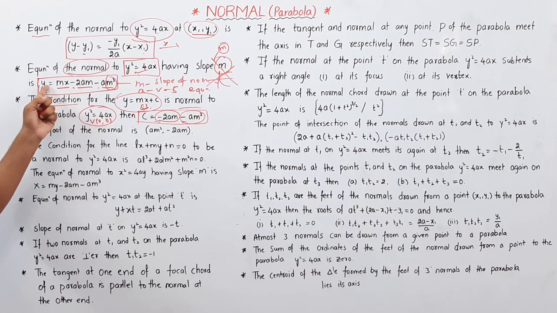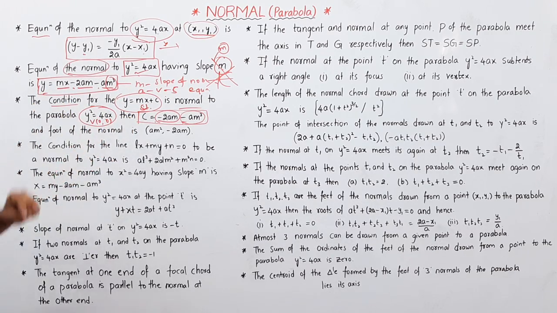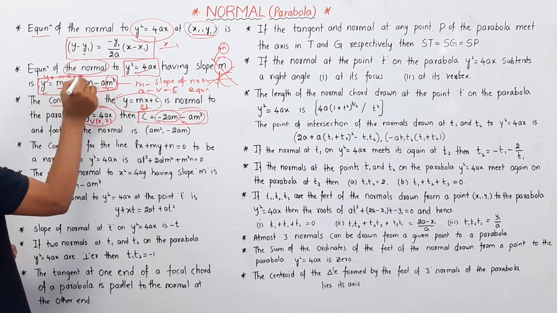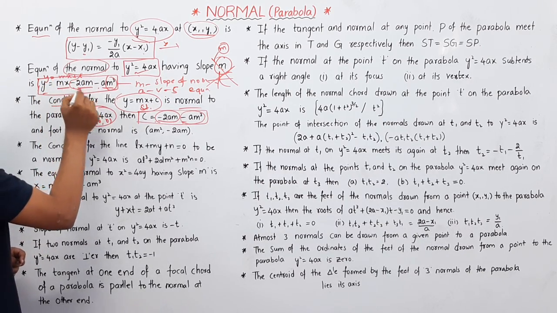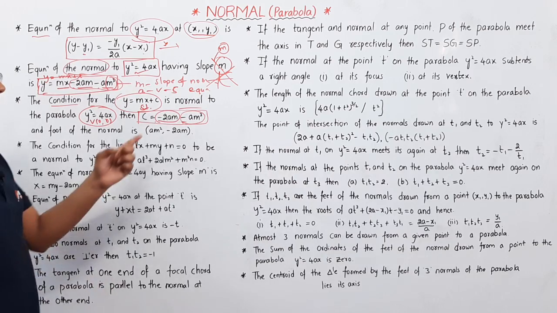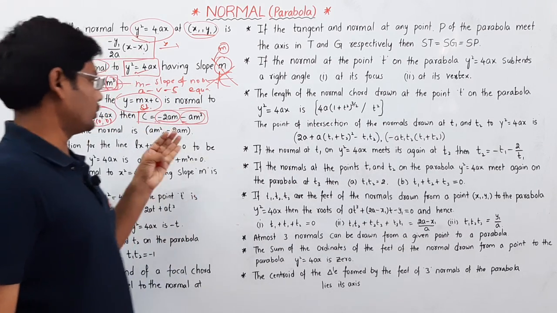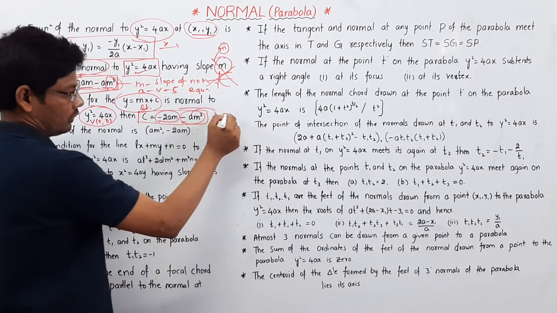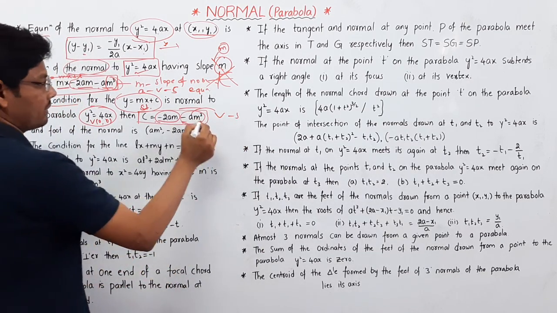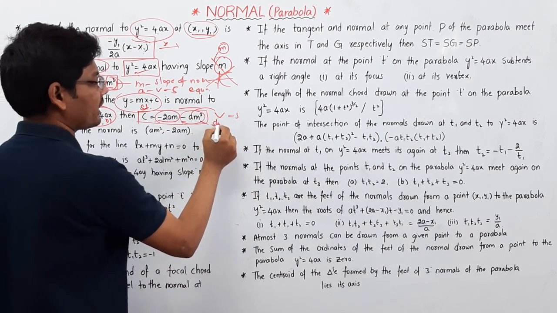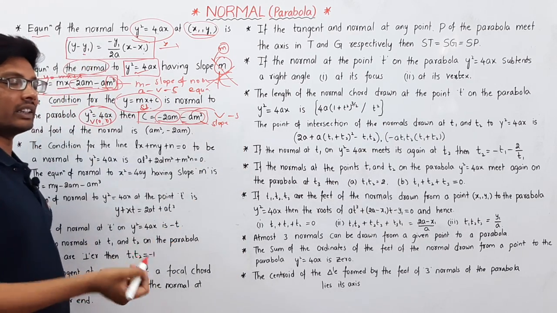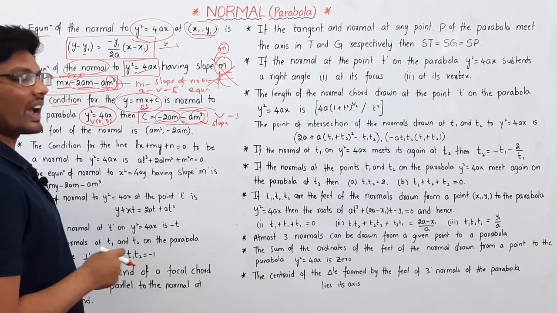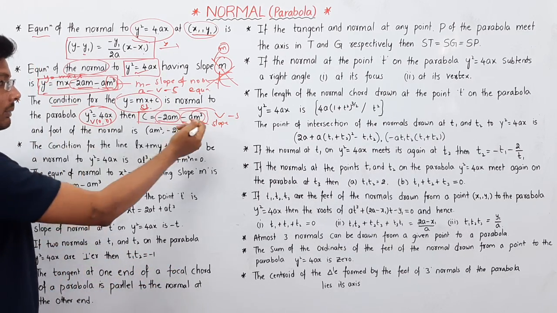Here if you observe this equation and this equation, if you compare, y is equal to mx plus c. In place of c, this value is set. So the intercept will be minus 2am minus am cube, where a is the distance between vertex and focus, and m is the slope of a line. Which line here? The slope of a normal here, not the tangent and not any axis. Here, slope of a normal.